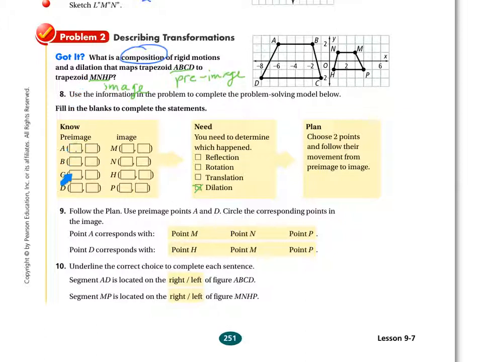And so we're going to look at the actual ordered pair for the pre-image versus the ordered pair for the image. So if you would please record the ordered pairs for both of those, we're going to analyze them.